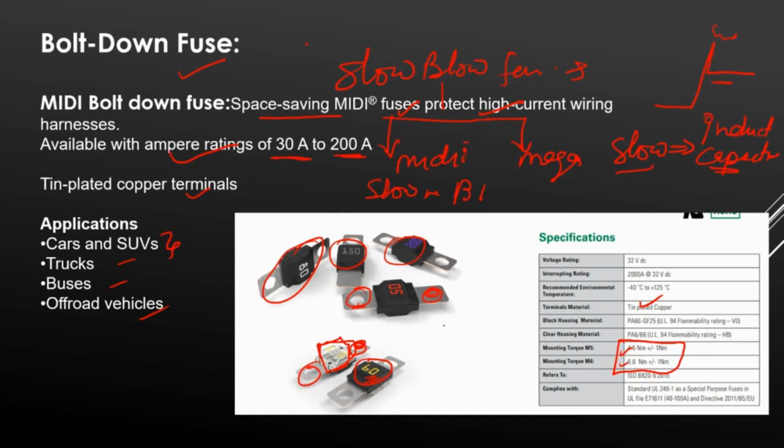So tin plated copper, and this is the most important: mounting torque for this is 4.5 and 6.5 Newton meter. So what does it mean? Mechanically, when you are putting this fuse in your vehicle and you are not applying the proper torque, then it will be loose, and if it is loose, there would be vibration. If there is vibration, there is a chance of arcs. So when you are using this, you have to take care of all these things. You will see all these things in the field issues.